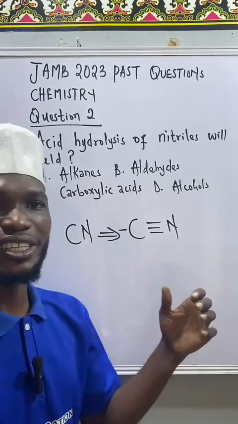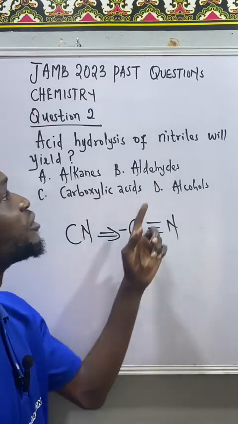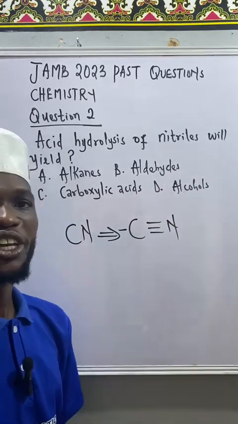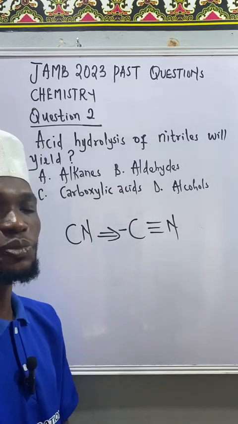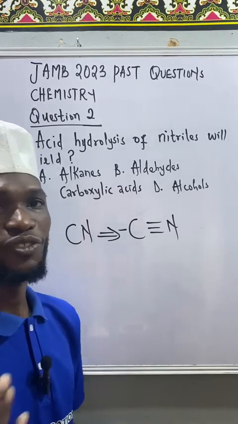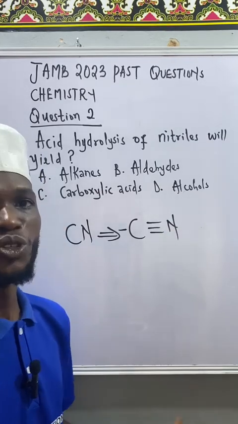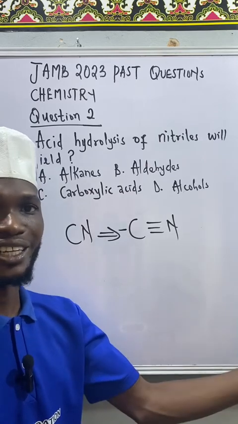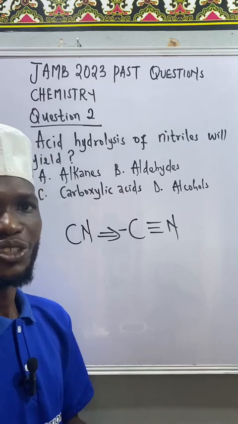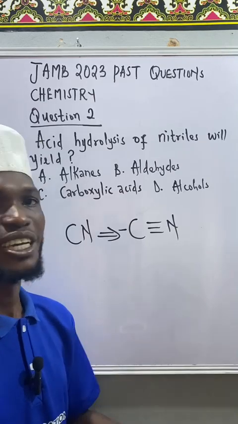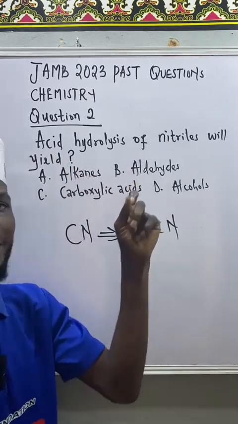But when cyanide combines with organic compounds, they form nitrile. So it will behave like a molecule, and in fact, it will serve as a functional group in that compound. For instance, if cyanide combines with the alkanes, it's going to lead to alkane cyanide, or we call it cyanoalkane. It can combine with benzene, so we call it benzene cyanide. Many other compounds. So now, let's see what we mean by acid hydrolysis.